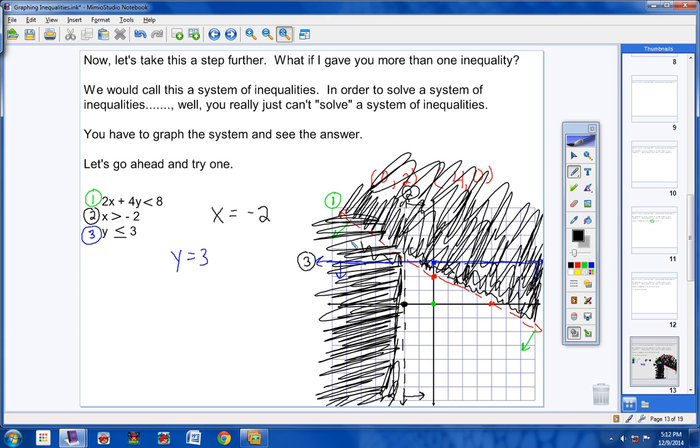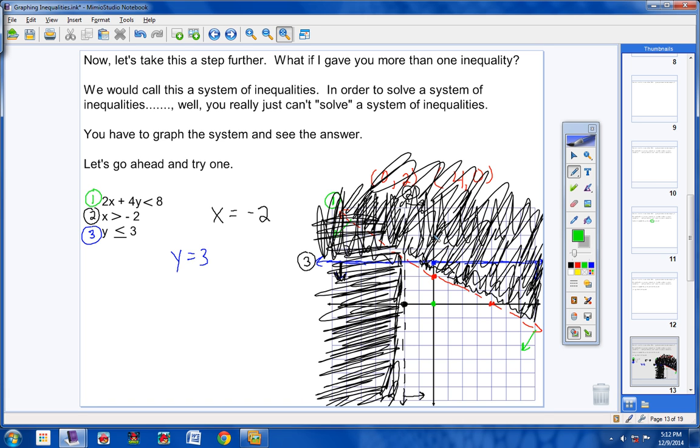Line 3 says to shade below it. See the blue arrow going down right here? So I'm going to do the opposite. I'm going to go above it, which really doesn't matter because all that's already shaded in. And look what's left over. You're left over with the part that's supposed to be shaded.